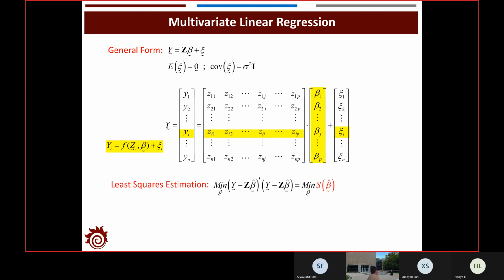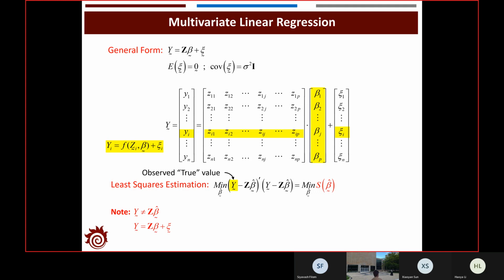And for the least squares estimator, what we are going to do is find the optimal values of beta to minimize the squared error between the observed trip rate and the estimated trip rate. So here, z times beta hat is the estimated trip rate. And y minus z times beta hat shows the difference between the true observed trip rate and the estimated rate. We can also write this as S of beta hat as a simplification.